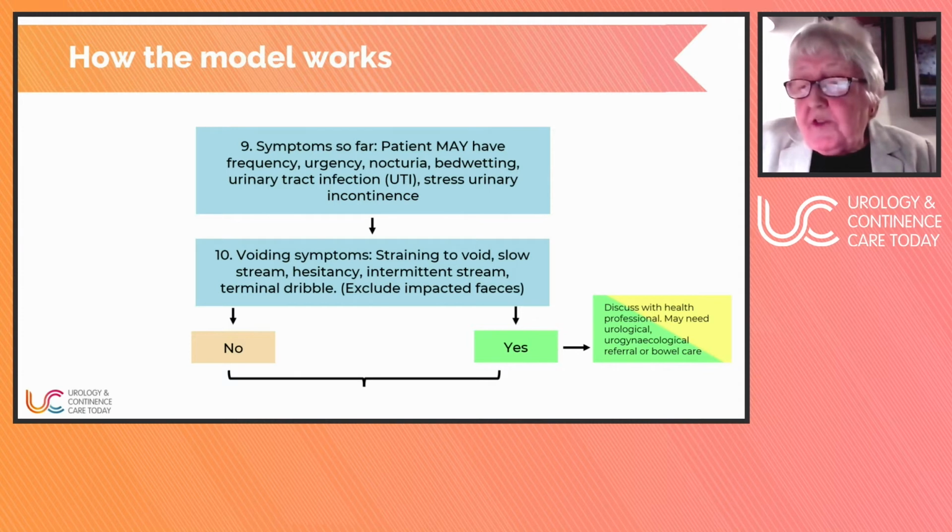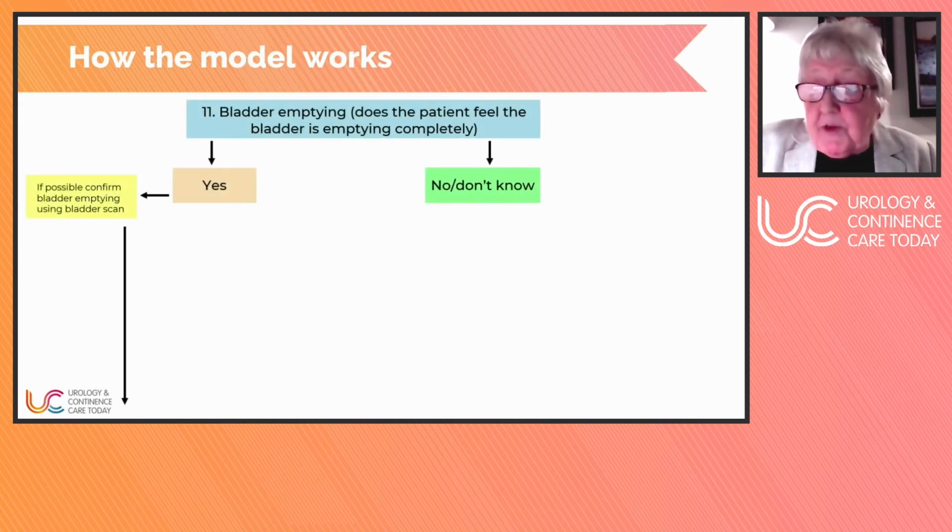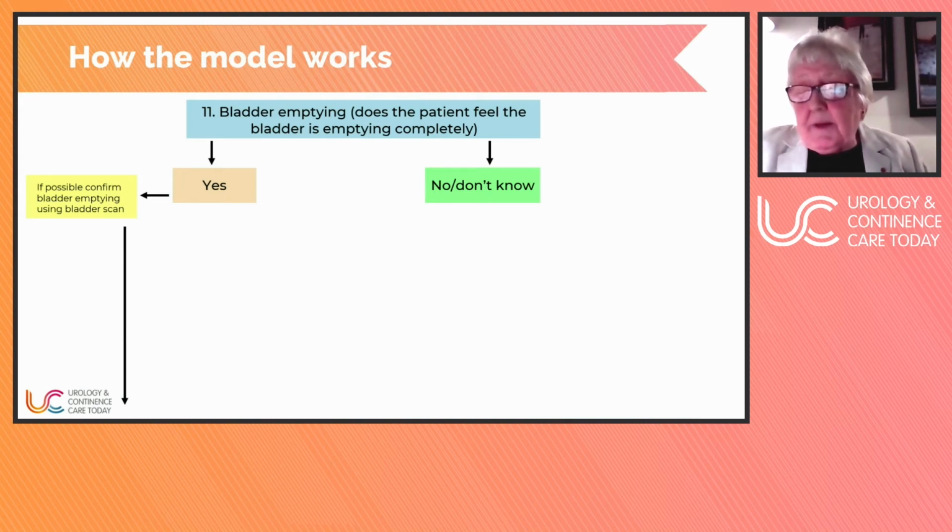We need to know if the patient feels as though they emptied the bladder completely after voiding. A yes response falls into the sand-coloured box. If the answer is no or don't know, this falls into the green box, perhaps indicating a voiding difficulty. If not done previously and a bladder scan device is available, measure any urine remaining in the bladder after voiding.